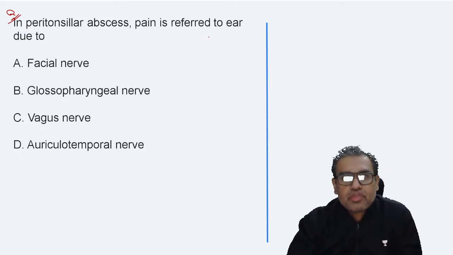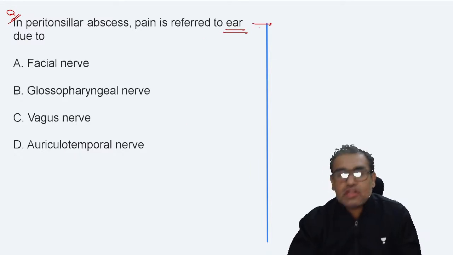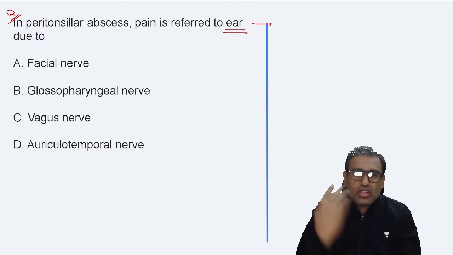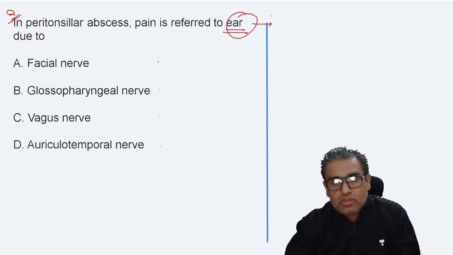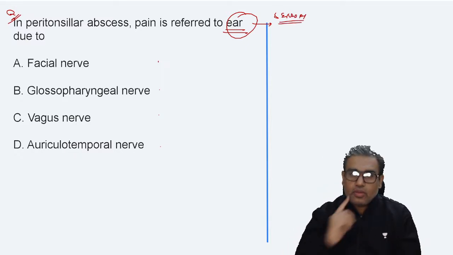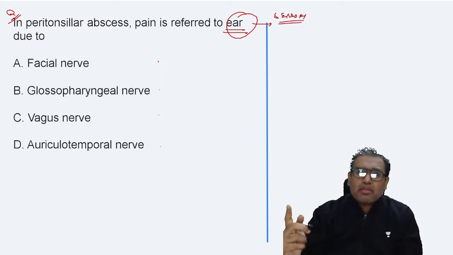Pain is referred to ear. That one of those nerves should be supplying the ear also. By common sense. If you don't know the answer, कोई बात नहीं. You should know that one of the answers should be supplying, should be sensitive to the ear. ये तो होना चाहिए. That is understandable ना. ये तो पता होना चाहिए. Which part of ear could be any part.